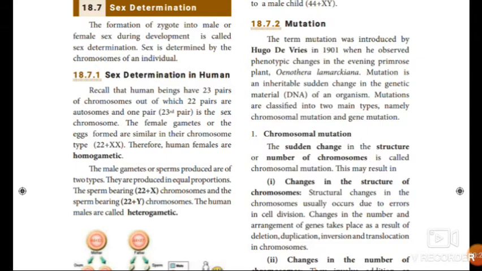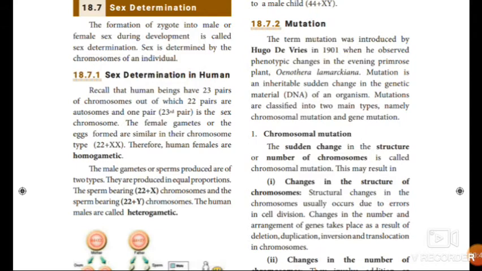According to Hugo de Vries, mutation is an inheritable sudden change in the genetic material of an organism. So, what is genetic material? It may be DNA or RNA. The genetic material, both DNA as well as RNA, is involved in hereditary function. Any sudden change in the genetic material is called mutation.